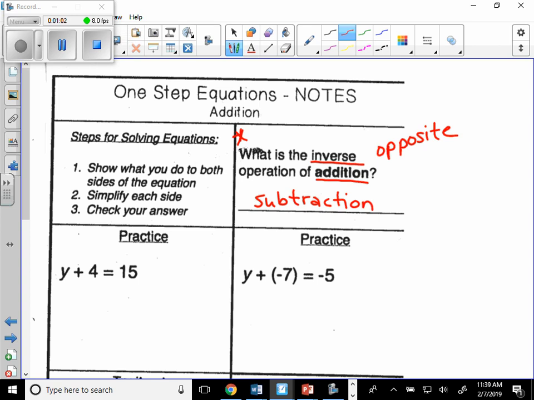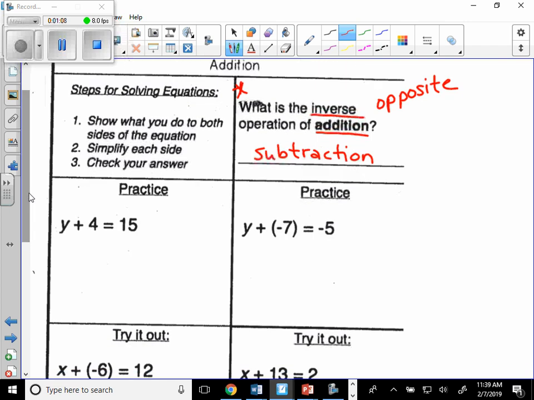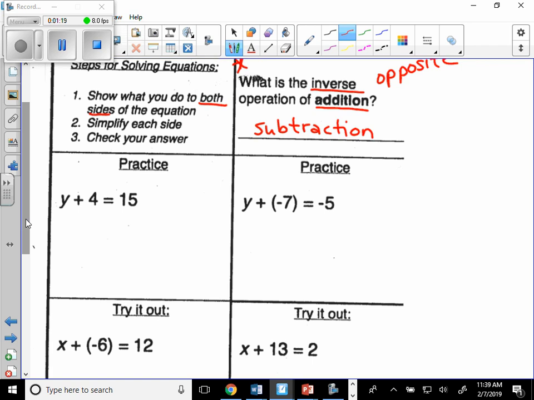Okay, so step one, it says show what you do to both sides of the equation. And notice that it says both sides. So what we do to one side, we are going to do to the other. So if you look at the first problem here, y plus 4 equals 15. Well, we all know what y equals. You probably know that it is 11. But how do we get to 11? So we want to isolate or get y by itself. So what we want to do, it says right here, is the inverse operation of addition, which is subtraction.